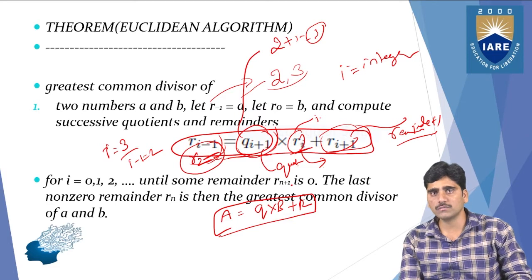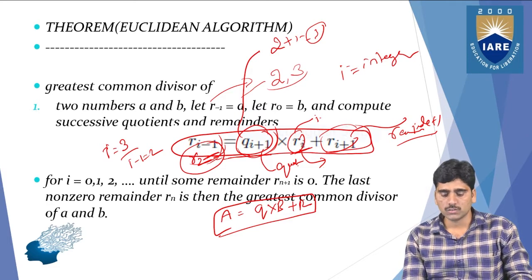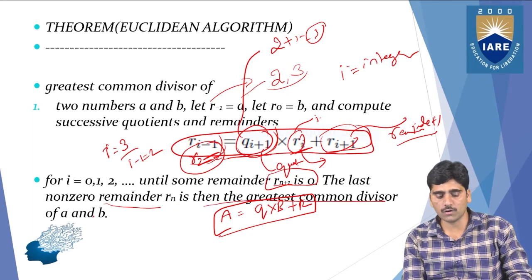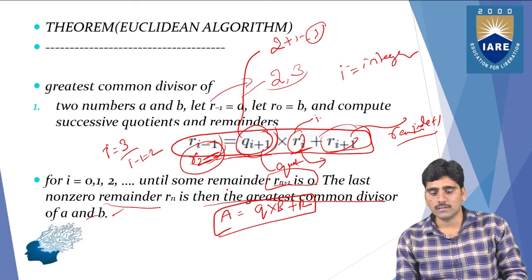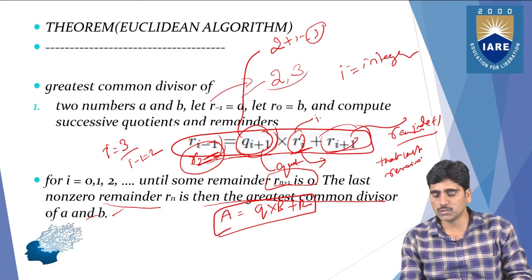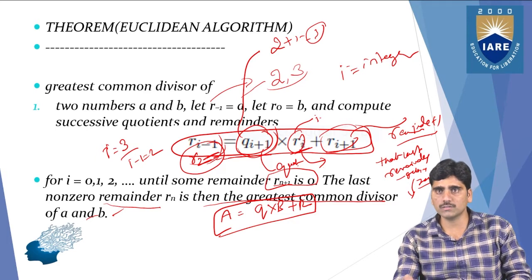This algorithm is basically to find the GCD, the greatest common divisor. For I equals 0, 1, 2, and so on, until some remainder R n plus 1 is 0, the last non-zero remainder R n is then the greatest common divisor of A and B. So whichever value is found as the last remainder before 0 is considered the greatest common divisor. When doing these successive sequences, at last you get a remainder of 0, and the remainder just before that is the greatest common divisor.